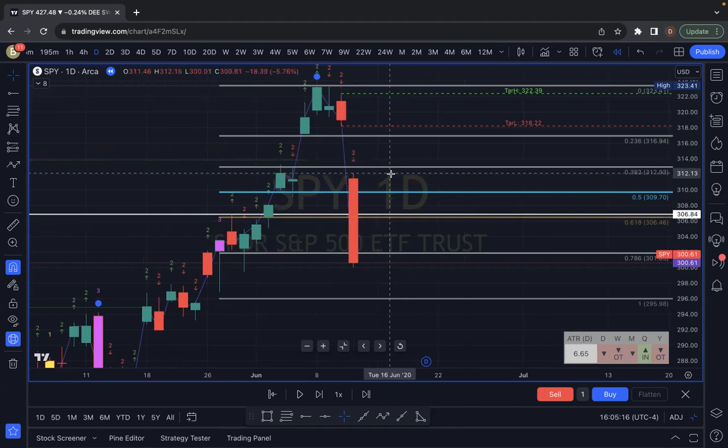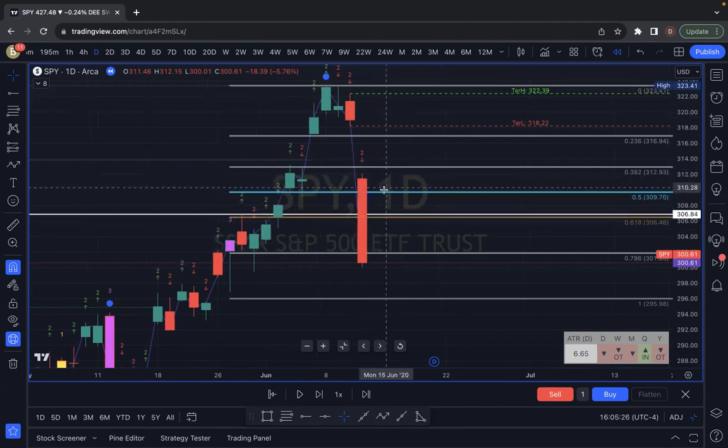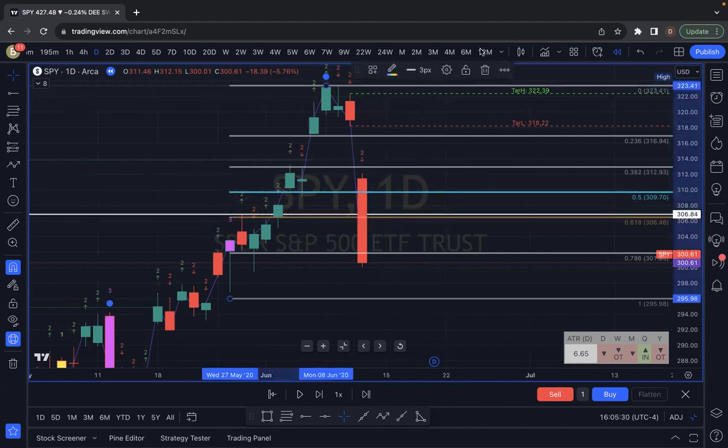Like, how do you react here? How do you react here? How did you react here? How did you react in this zone right here? How did you react in that area? That's a high probability trade if you had a reversal candle or reversal pattern in the zone of interest. Does that make sense to everybody?